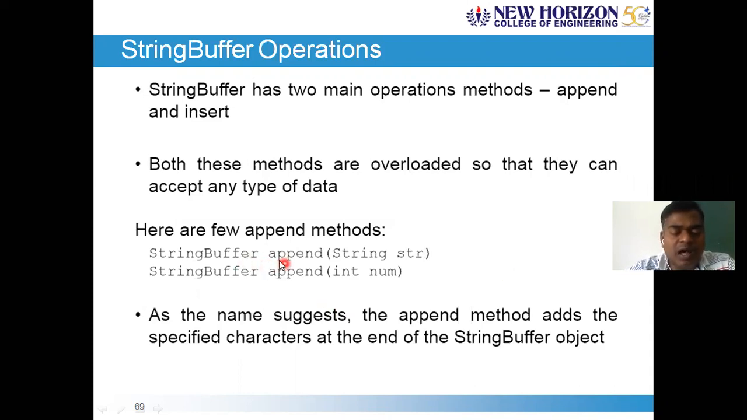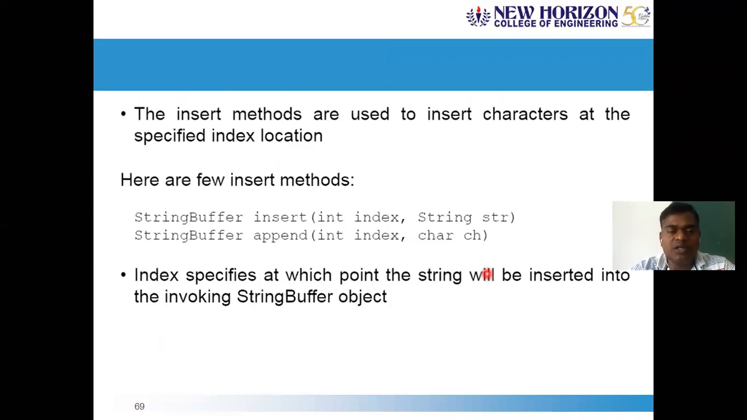Always this append method returns what? It returns a string buffer object, that is its return type, and it takes a string argument where a new substring needs to be appended to the existing string. The other one is string buffer append of int number, which appends the number at the end, that is the characters in the form of an ASCII value. So this is the append, and next we'll move on to the insert.